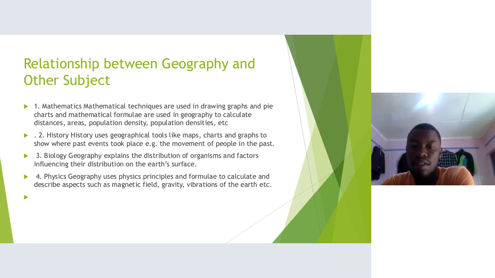And number four is physics. Geography uses physics principles and formulas to calculate and describe aspects such as magnetic field, gravity, vibration of the Earth, etc. Like earthquake in geography, we will need to know the intensity of the earthquake. We will use the physics knowledge for us to calculate the intensity of the earthquake.